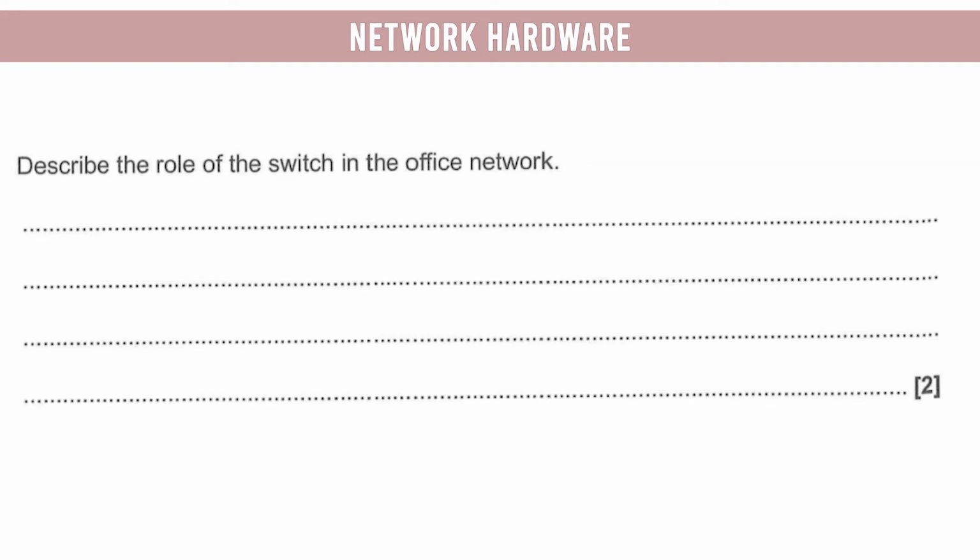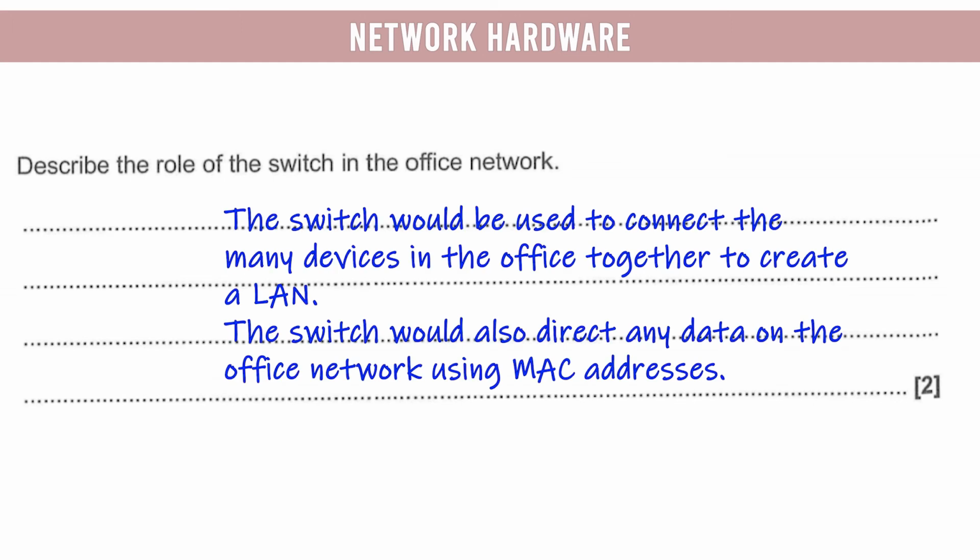So your answer could look like, the switch would be used to connect the many devices in the office together to create a LAN. So it's pretty much just the definition for the 1st mark, but we've made sure that it is also relevant to the scenario. And then for the 2nd mark, it's the 2nd half of the definition. So the switch would also direct any data on the office network using MAC addresses. So it is just the definitions, but given that they have given us a scenario, we need to make sure that we are using the scenario in our answers.